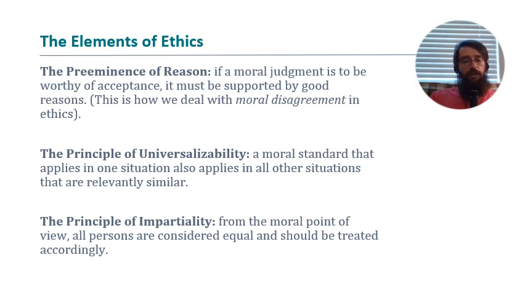Okay. All right. The third principle is called the principle of impartiality. And this one just says, from the moral point of view, all persons are considered equal and should be treated accordingly. It's really important for me to stress that this claim behind the principle of impartiality, it's not the claim that we're all equal in ability. Right? That's not the sense of equality we're talking about. We're not saying everybody can do the same things or everyone is equally able to do the same things or everyone has the same talents or skills or abilities. We're just saying that from the moral point of view, we all matter equally.